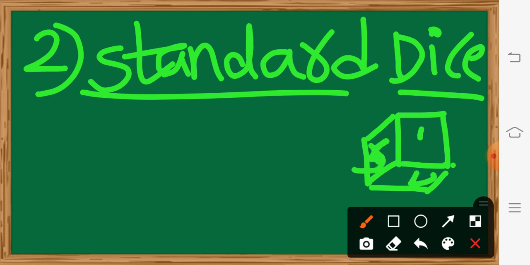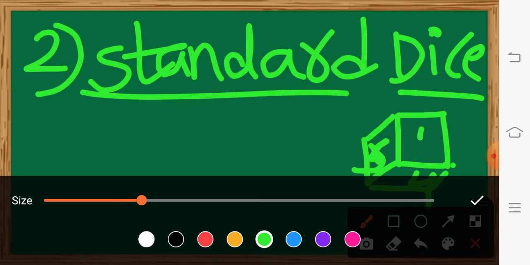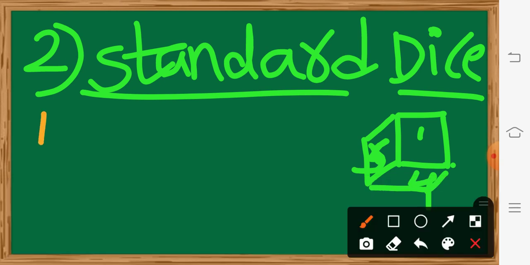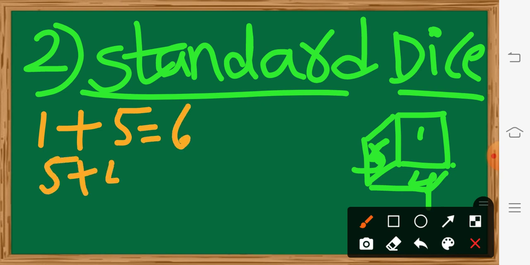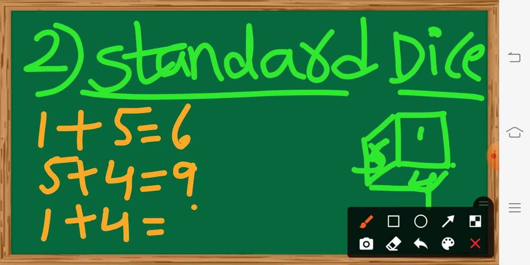this is 5, 4. Sum of opposite sides. 1 plus 5 equals 6. 5 plus 4 equals 9. 1 plus 4 equals 5. These are all not equal to 7 or not more than 7. So this is called standard dice.